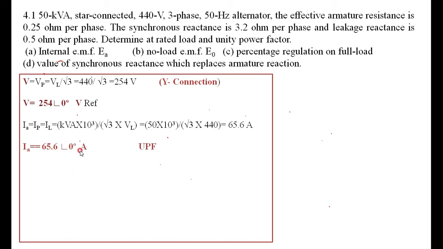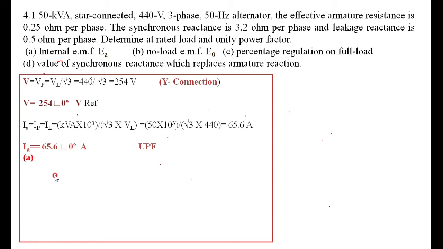65.6 at an angle of 0 degree, because he asked you to determine the regulation as well as the no load voltage and the internal voltage at unity power factor. Therefore, the angle phi is 0, because cos phi is 1. Therefore, these are the voltage and the current.